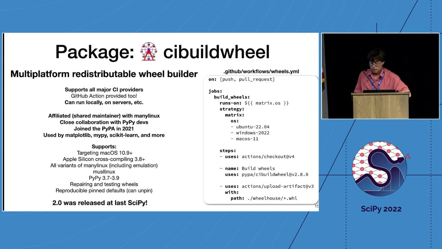So next I want to go over cibuildwheel. This is a multi-platform redistributable wheel builder. So this is generally for binary wheels that you're creating and that need to be distributed to an audience. And this supports all the major CI providers. It's a pure Python package itself, so it's able to be designed around best practices for Python packages.